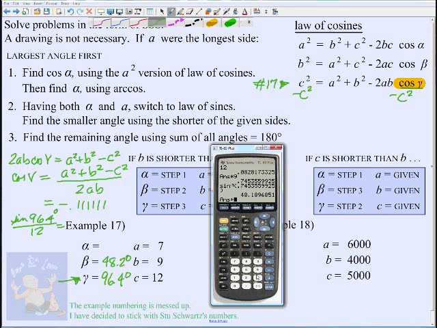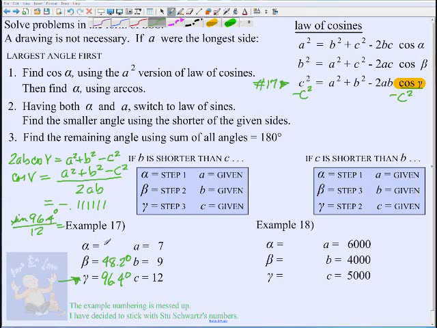I'm going to add 96.4, find the difference with 180, and now I know my alpha is 35.4. Now, in the interest of time, I probably won't go ooh. It's so interesting, though. Look at those great big numbers.